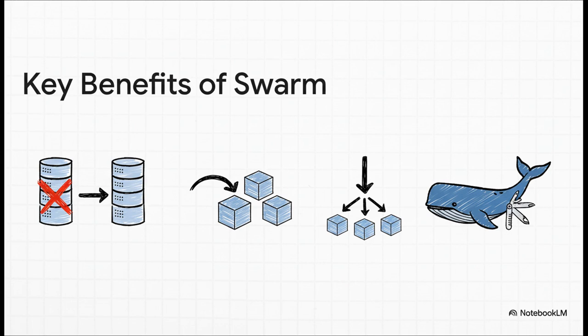Okay, let's talk about the payoff. Why would you even do this? The benefits here, they're huge. First up, high availability. That just means if one of your servers suddenly dies, poof, Swarm automatically moves its containers over to a healthy one. No panic necessary. Then there's scalability, which becomes almost laughably easy. But honestly, this last one, it's a really big deal. Swarm is already built right into the Docker you already know and love. There's no extra software to install, none.